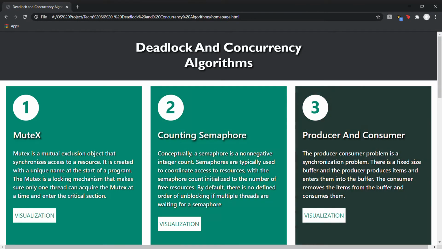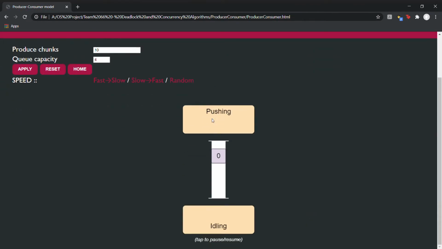The third one is producer and consumer. The producer and consumer is a problem where the producer produces a number of chunks and they have to wait until the consumer consumes them. We can change the producer chunks and the queue capacity. Now see, if the queue is full, back pressure is obtained and the producer has to pause before producing the next chunk until the consumer consumes the previous chunk.